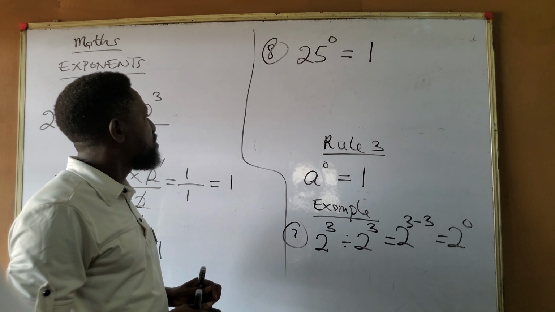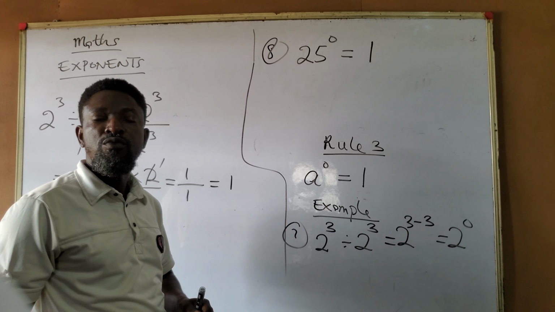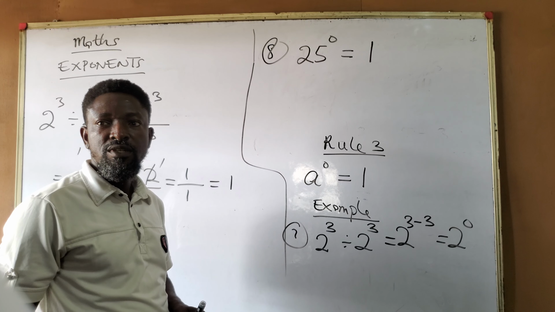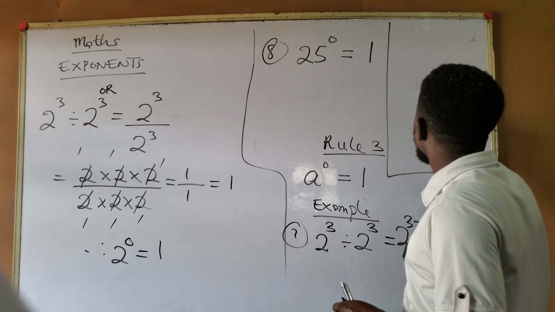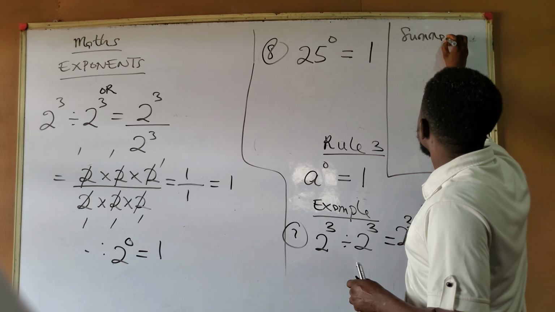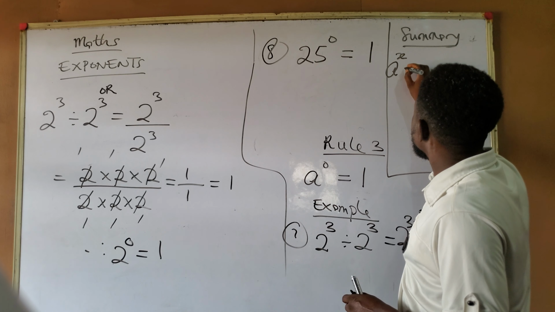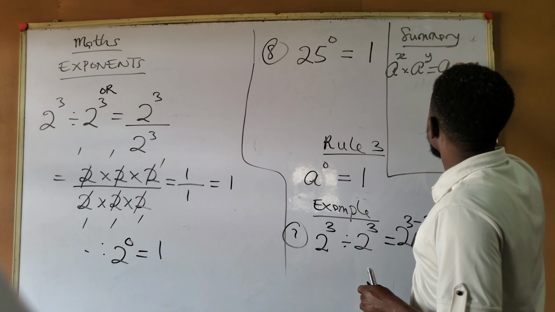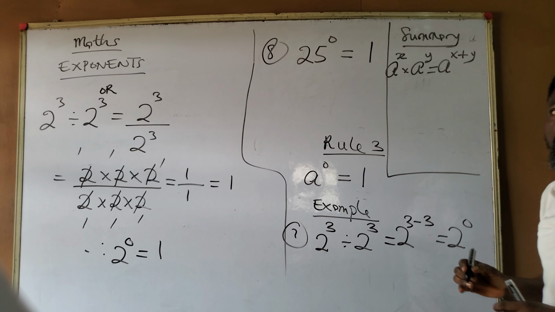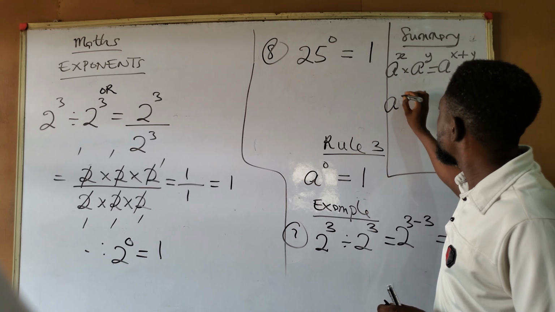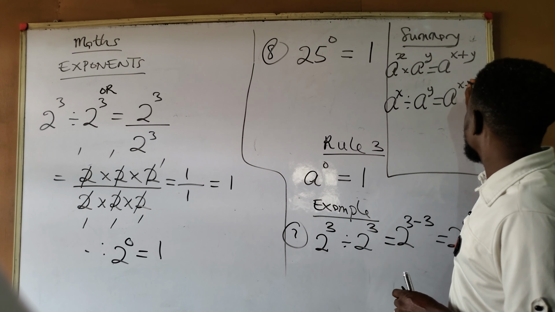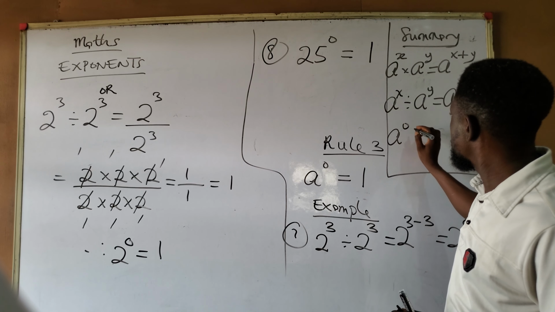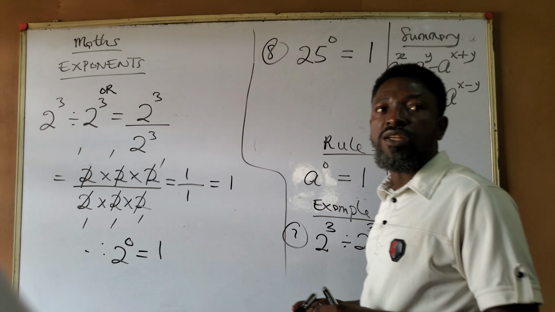So that's the first rule, the second rule, and the third rule of what? Exponents. The first rule of exponents says a raised to the power x multiplied by a raised to the power y gives us a to the power x plus y. Second rule says a to the power x divided by a to the power y gives a to the power x minus y. And the third rule says anything raised to the power 0 is equal to what? 1.